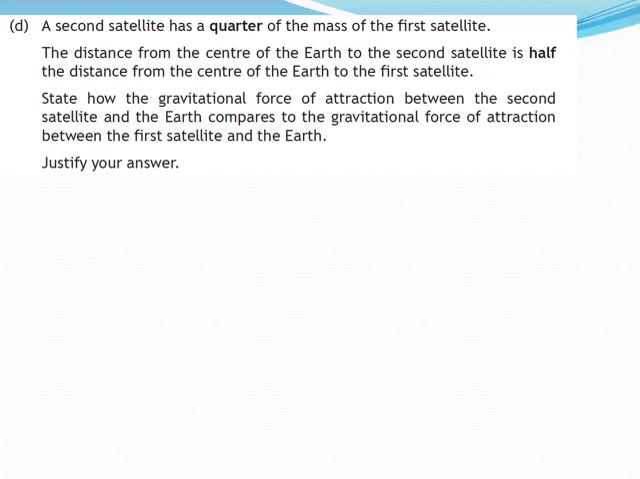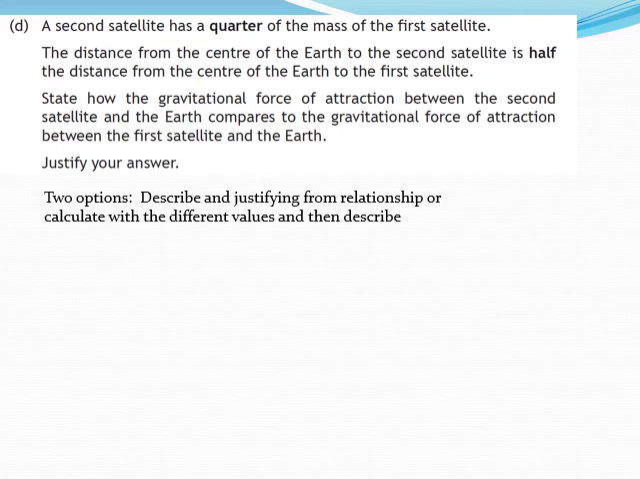Okay, so it's got a quarter of the mass and it's half as far away as the first situation. So you've got two approaches here. You can describe and justify using the relationship, or you can make a calculation with some actual numbers and then describe what that means. And I'll show you both of these here.